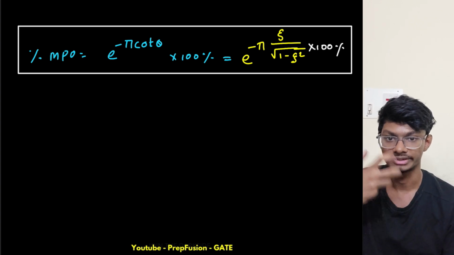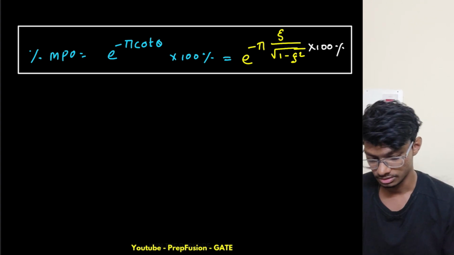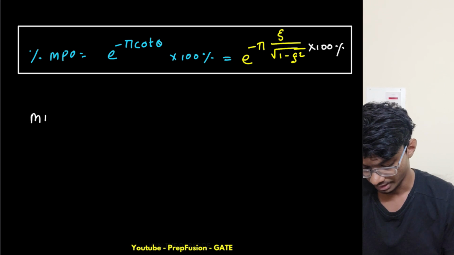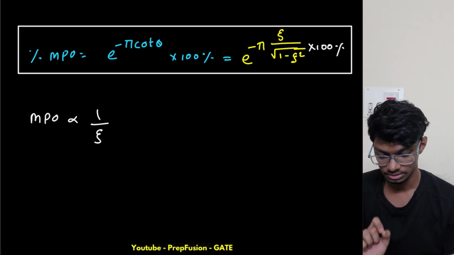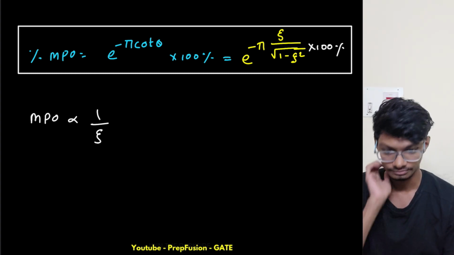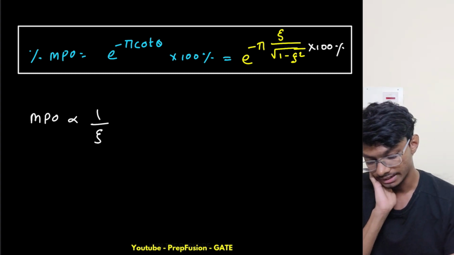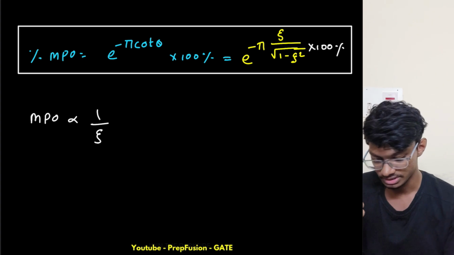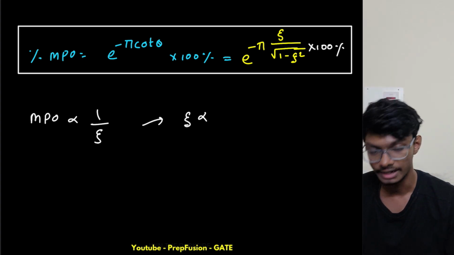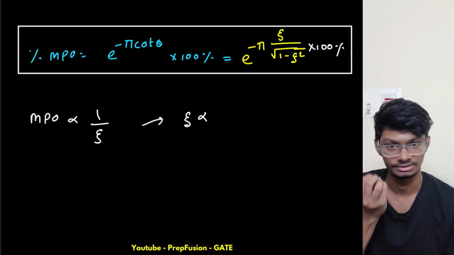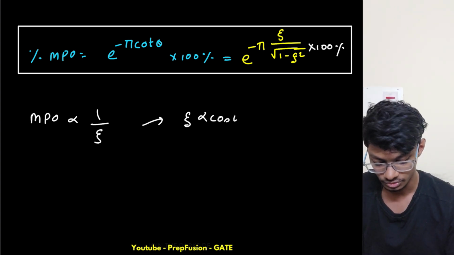If zeta increases, my maximum peak overshoot decreases. So maximum peak overshoot is inversely proportional to zeta, right? This is also what we can understand directly from here. What is my zeta? My zeta is directly proportional to cos theta. Zeta equals cos theta itself, right? So it is directly proportional to cos theta.